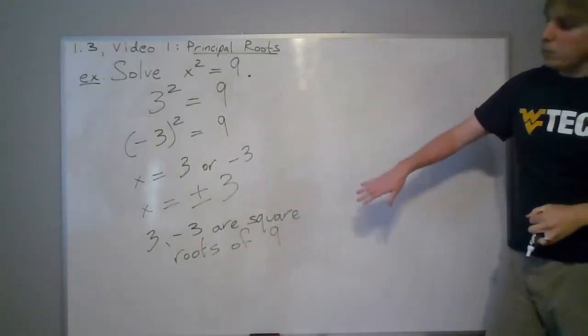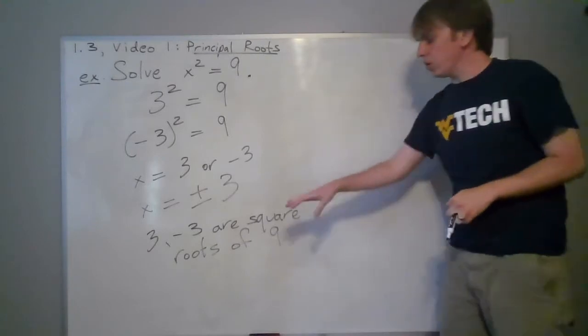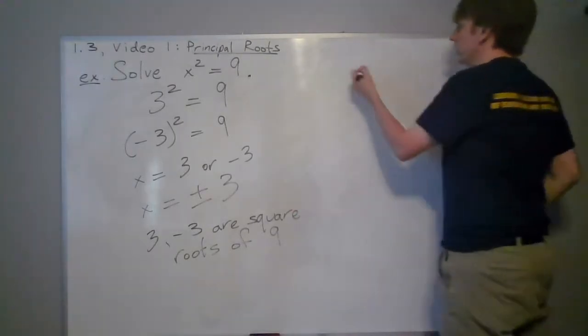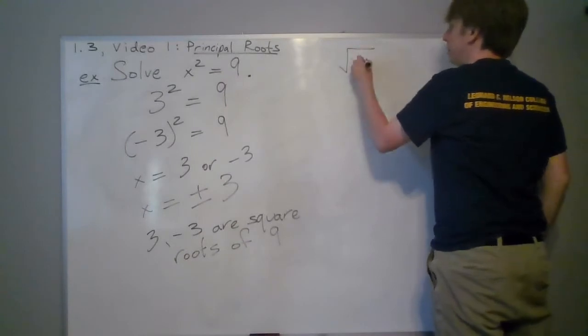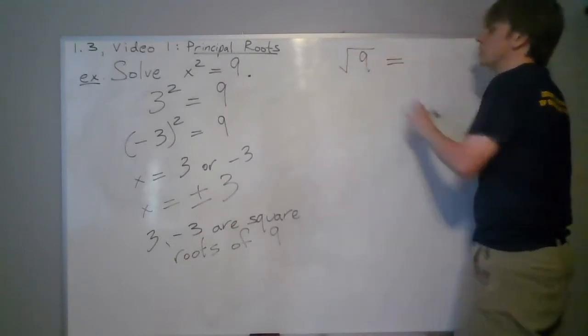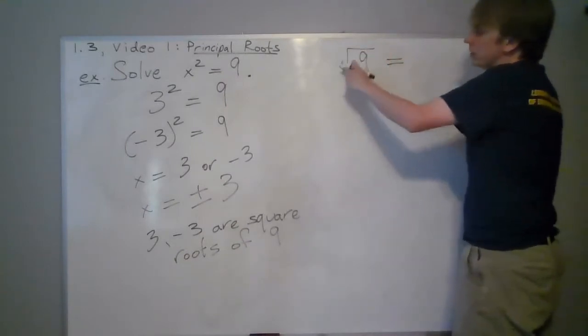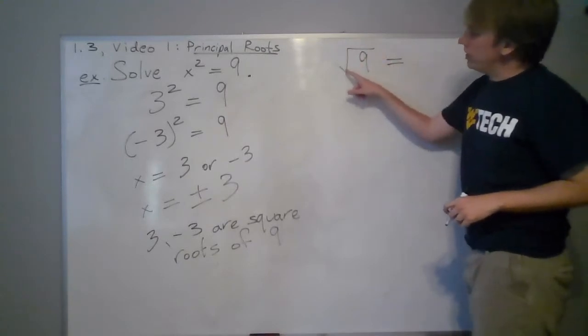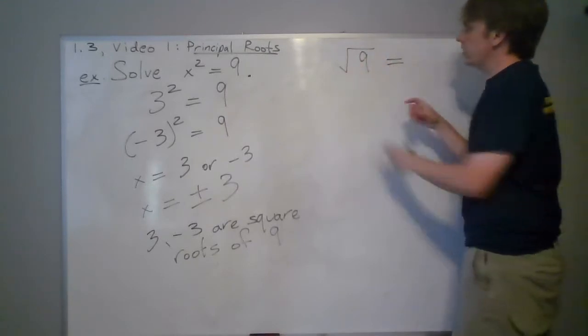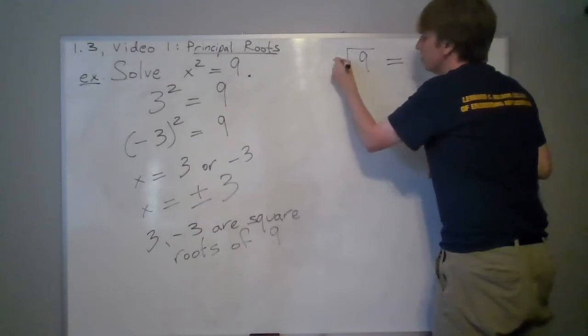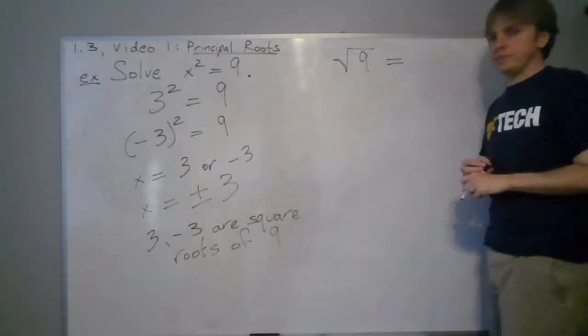Okay. We need a symbol for this. We don't want to have to write square roots over and over again, and so our symbol is going to be the following. 9, and then kind of a division bar with a little extra line hanging off the end. Sometimes, if you see it typed, it'll be a curved line instead of a straight line.